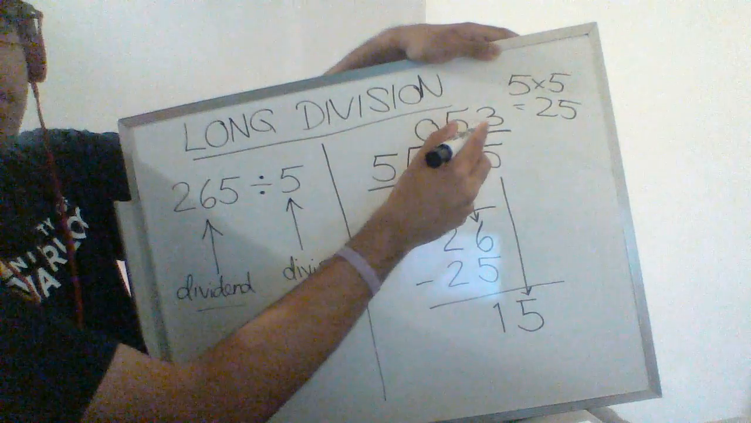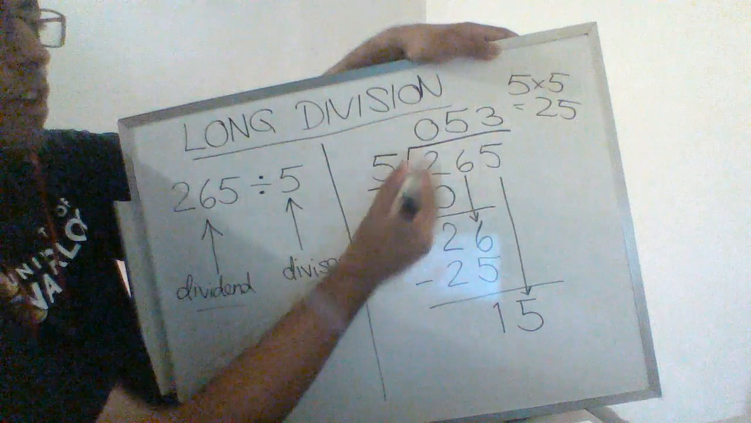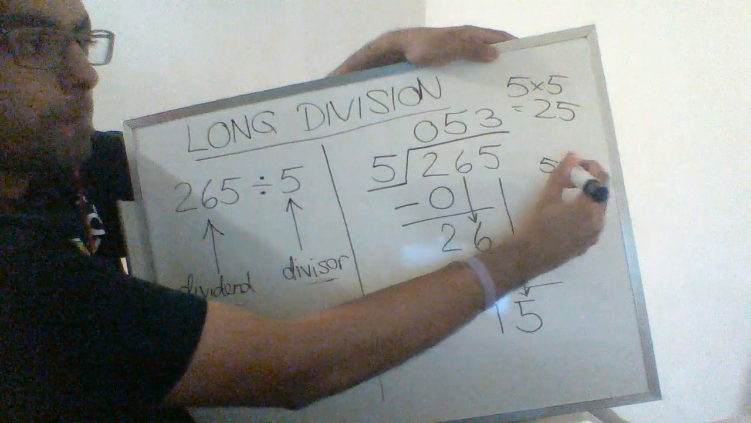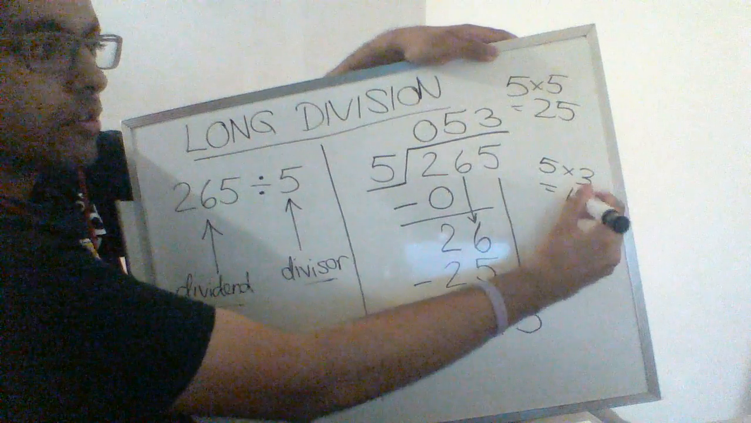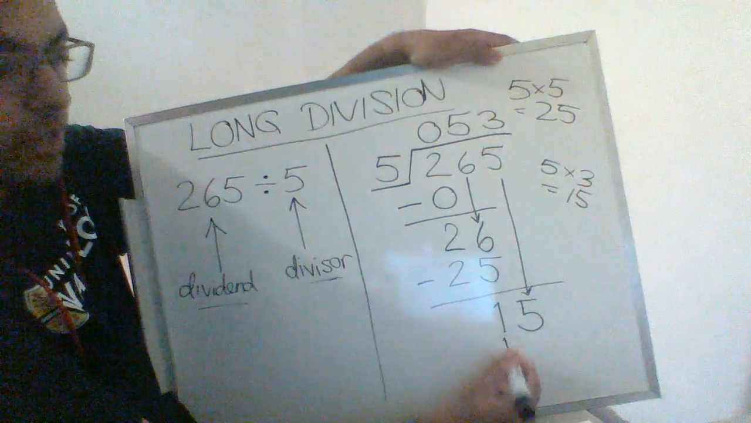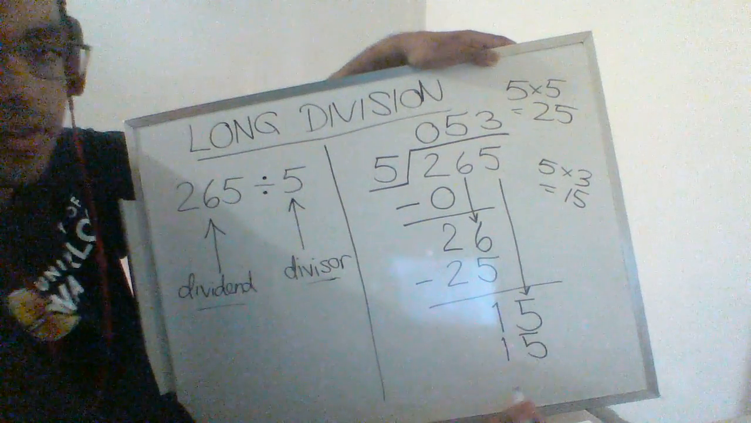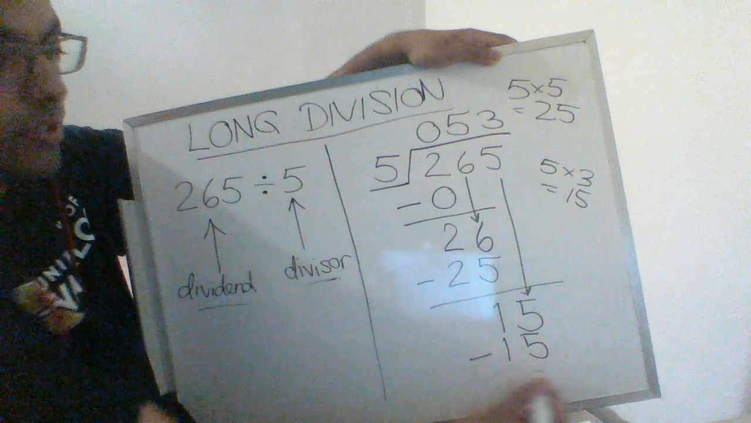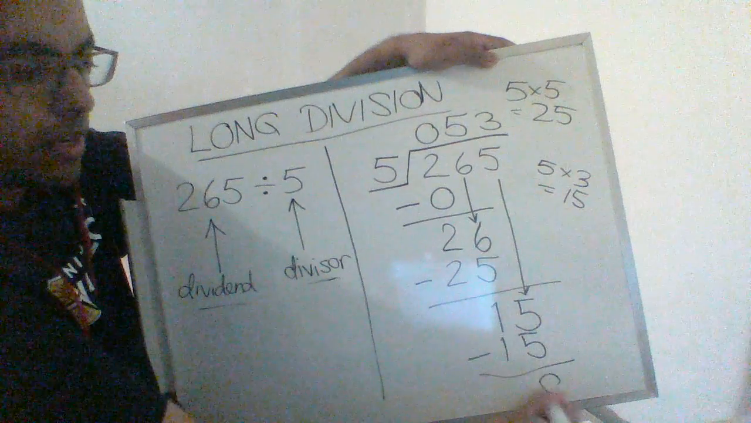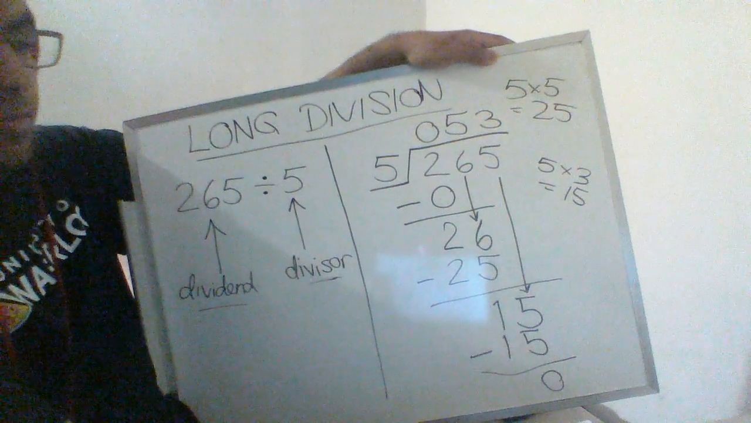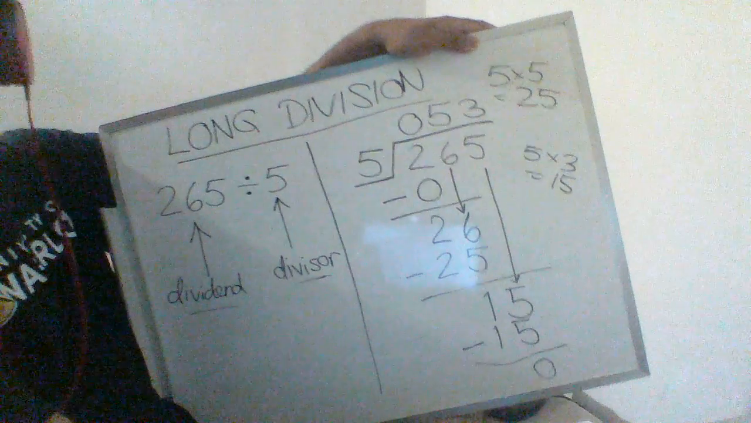Note, it's just the 3, not 53, just 5 times 3 equals 15. So we write that 15 down here, and we subtract, and we're left with 0. Does that make sense? Hopefully that makes sense.